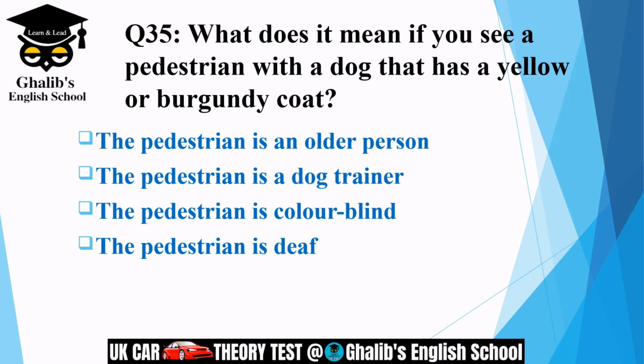Question 35. What does it mean if you see a pedestrian with a dog that has a yellow or burgundy coat? The pedestrian is an older person. The pedestrian is a dog trainer. The pedestrian is colorblind. The pedestrian is deaf. Correct option is the pedestrian is deaf.